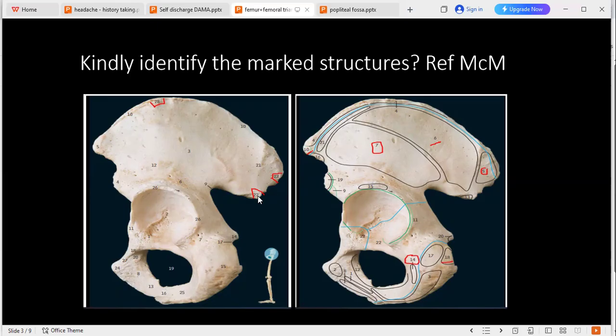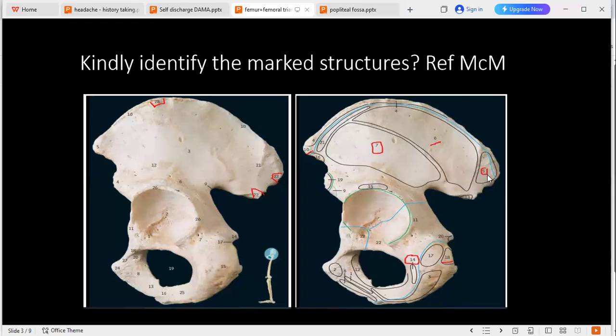Posterior inferior iliac spine. 23, posterior superior iliac spine. 28, tubercle of the iliac crest. Okay. Please identify structures on the right hand side.